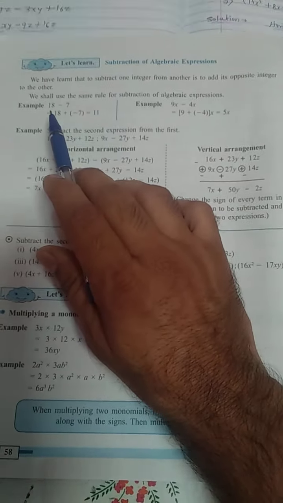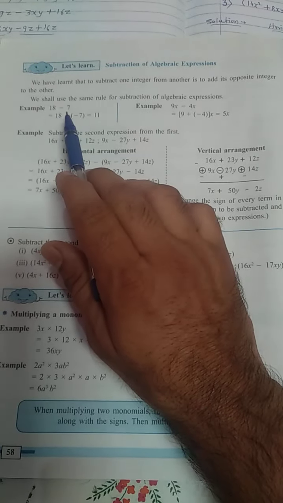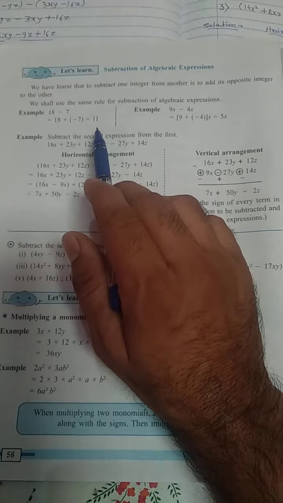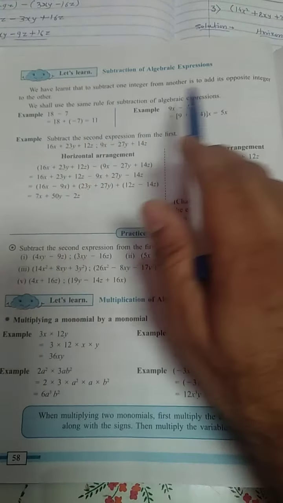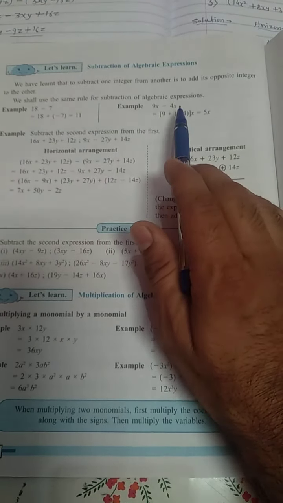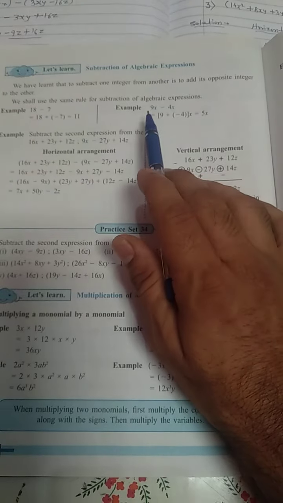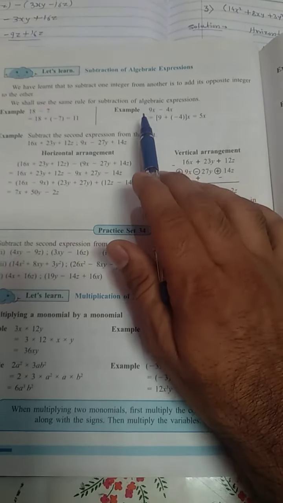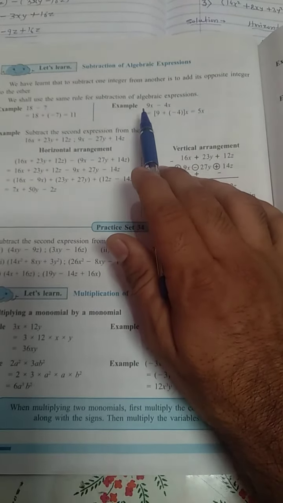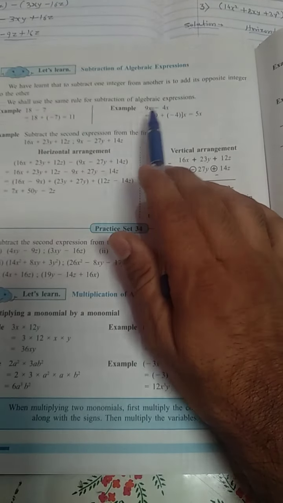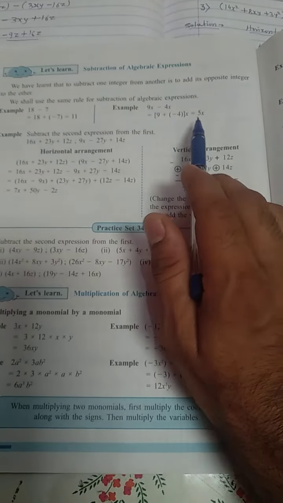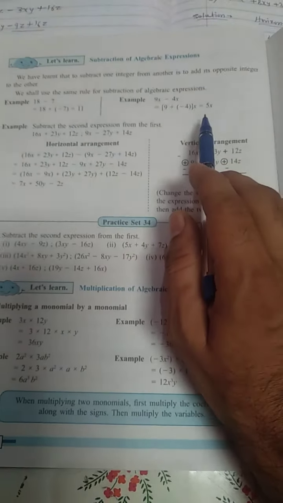See here they have given the example 18 minus 7. You know it. How will we get the answer here? 18 minus 7 will get 11. Now here 9x minus 4x. When you are doing the subtraction, we have to add or subtract the terms, whatever number they have given, the coefficient. See here 9 minus 4 will come 5, and x will become as it is, x.